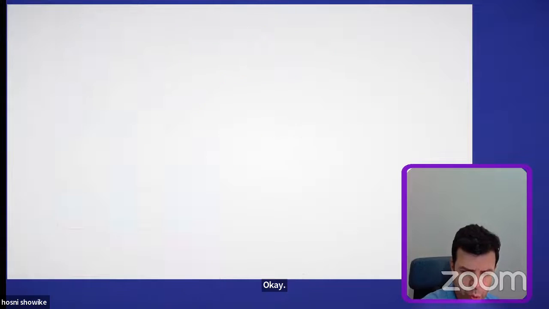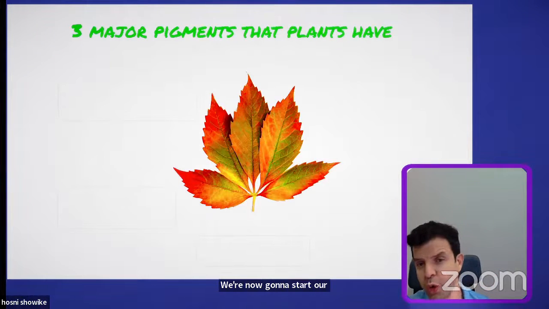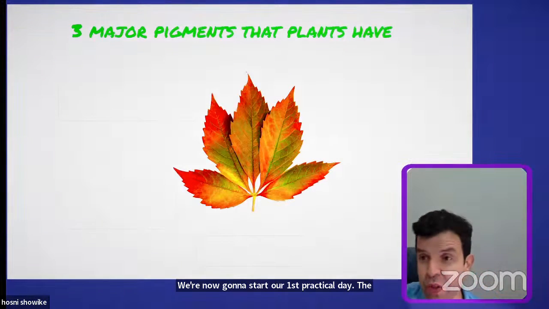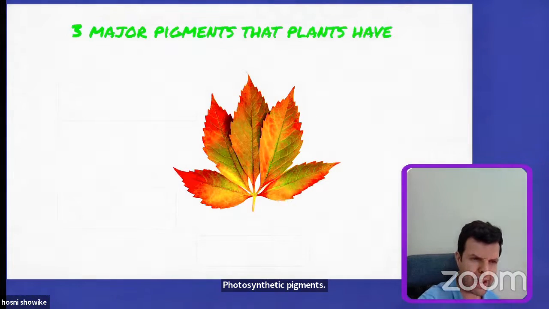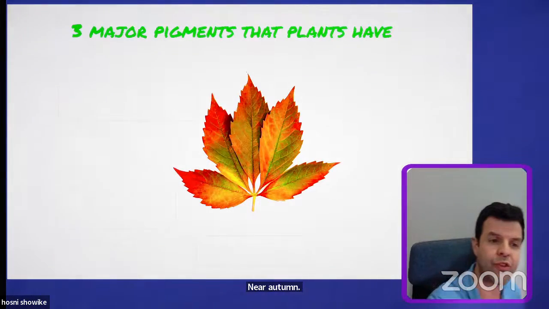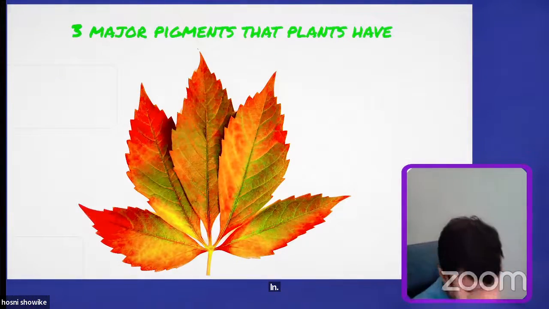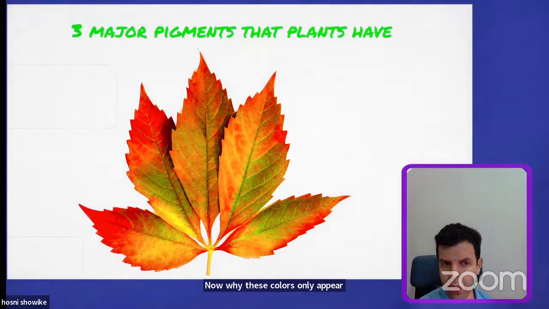Right. We're now gonna start our first practical for today. The first practical talks about photosynthetic pigments. So I'm gonna show you something. Near autumn, you start to see leaves in these beautiful colors. Now, why do these colors only appear in autumn? Why do we see the orange, the yellow?